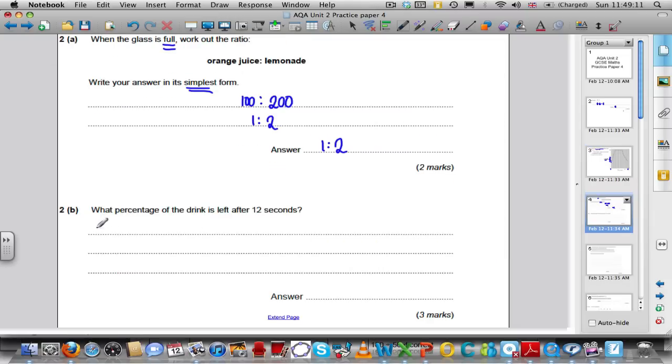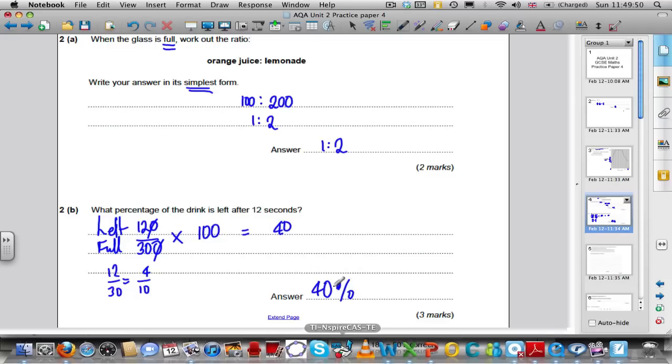So left, he's got 120. What did he have of the full drink? So full drink was 300. So 120 over 300, to work out a percentage, then you multiply by 100. Well, you could cancel the zeros here. 12 out of 30, you could simplify that by dividing top and bottom by 3. You would get 4 out of 10, and 4 out of 10 times 100 gives you 40%. So what percentage of the drink is left? 40% of the drink.